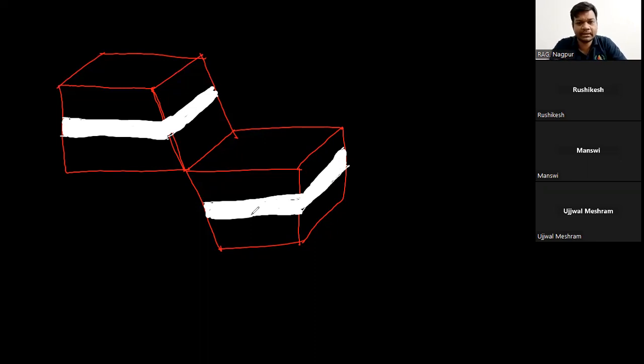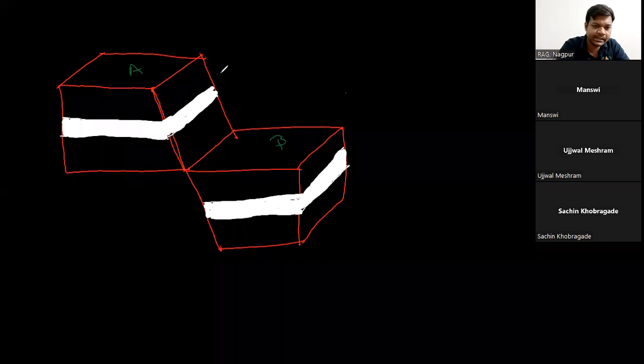Right, so this is what a fault looks like, or what we call a typical fault. So this becomes your block A. This is block A and this is block B.